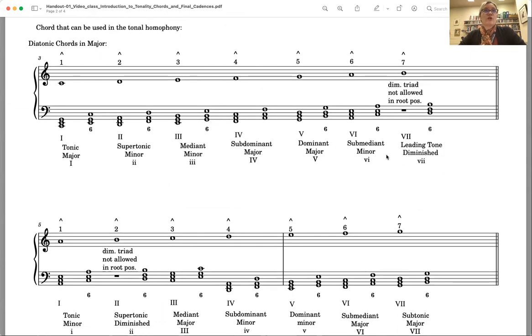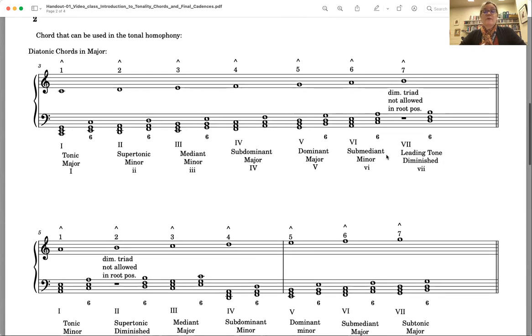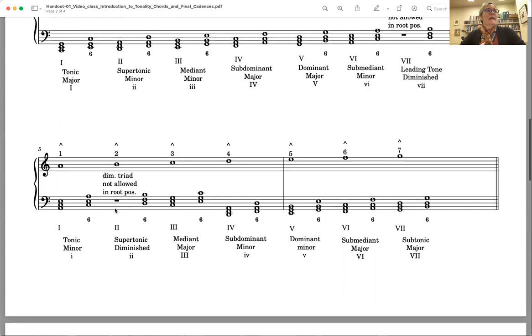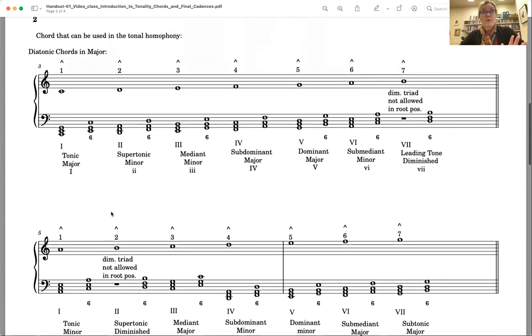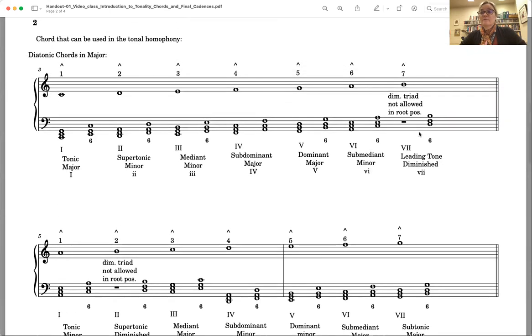Chords that can be used in tonal homophony are all of those above and them in first inversion. So remember, basically a triad and a triad in first inversion is all that you can use, except, of course, the leading tone chord in major and the supertonic or 2 chord in minor. You can't use the root position triad because it's diminished, but you are very welcome again to use that chord in first inversion. And this is going to be important. Both of those chords are pretty important chords in our tonal homophony.